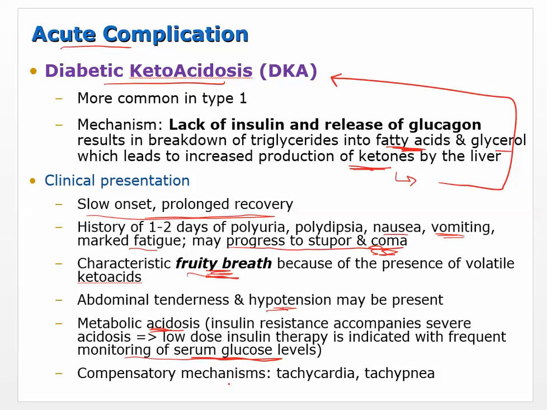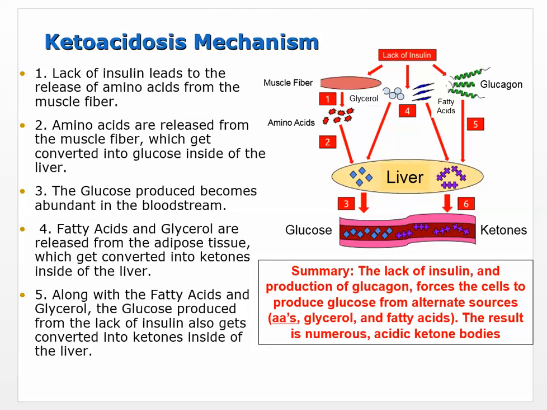And so you can see compensatory mechanisms: tachycardia, so your heart rate will increase, and tachypnea, which means your breathing rate will increase. Those are compensatory mechanisms to try to increase the pH. Yeah, I almost made that mistake. So you're trying to make it less acidic. Okay, so the mechanism, I'm not too worried about you knowing the exact mechanism. You can read through that, but what I'm really interested in is what's going on with ketoacidosis. You should understand what's going on with that.